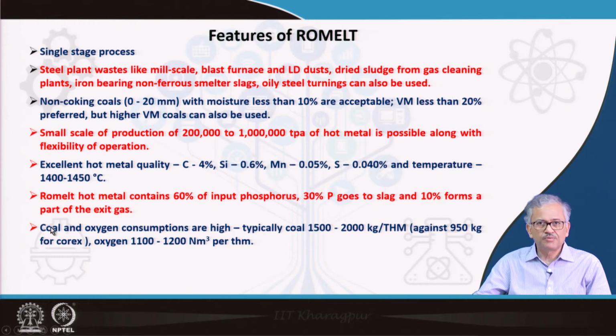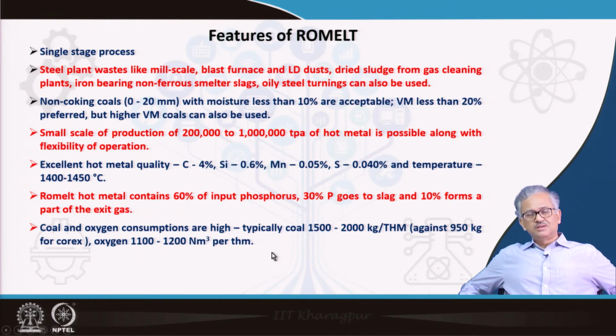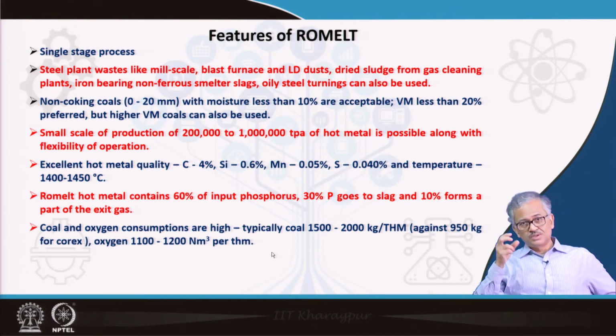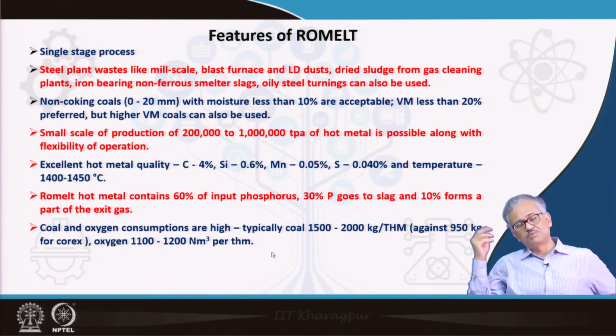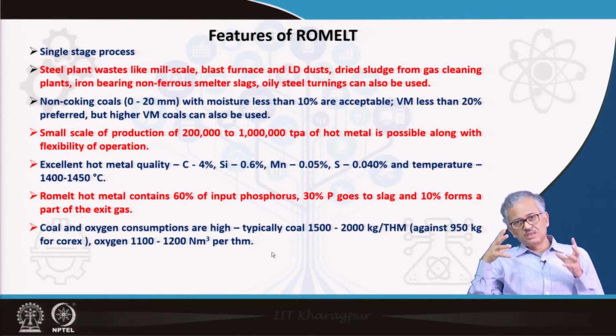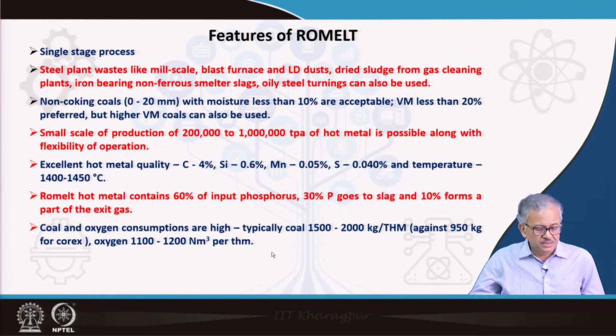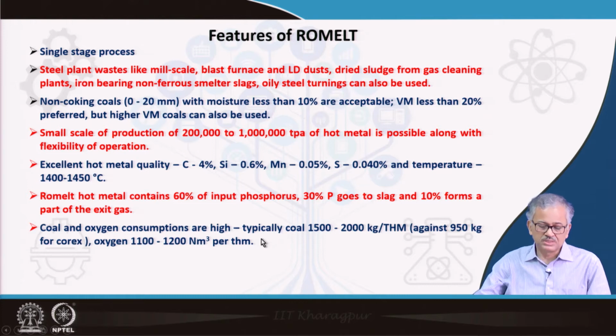That is the major drawback: the coal and oxygen consumption are quite high, because you are doing everything in a single reactor, and also you are producing a very high quality hot metal with less phosphorus, less sulfur compared to the blast furnace, compared to other SR processes. But you are doing everything in a single reactor. As a result, your coal and oxygen consumption is high, typically 1500 to 2000 kg per ton of hot metal. That is the coal consumption.